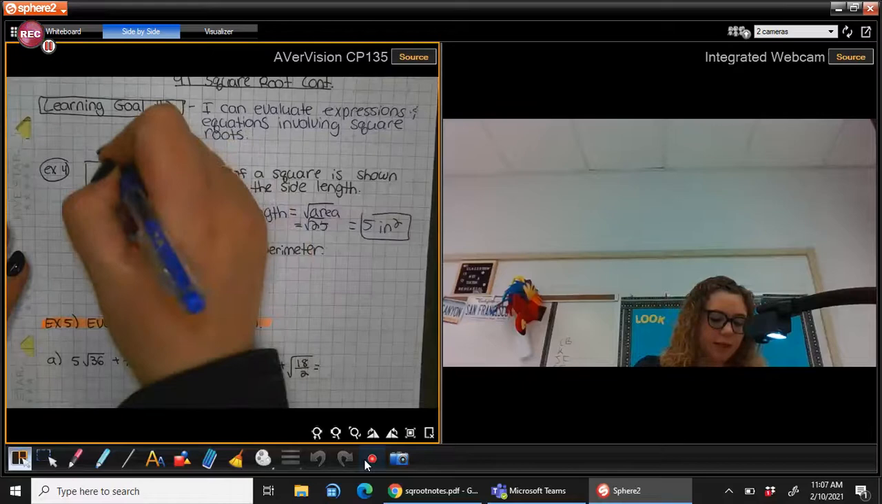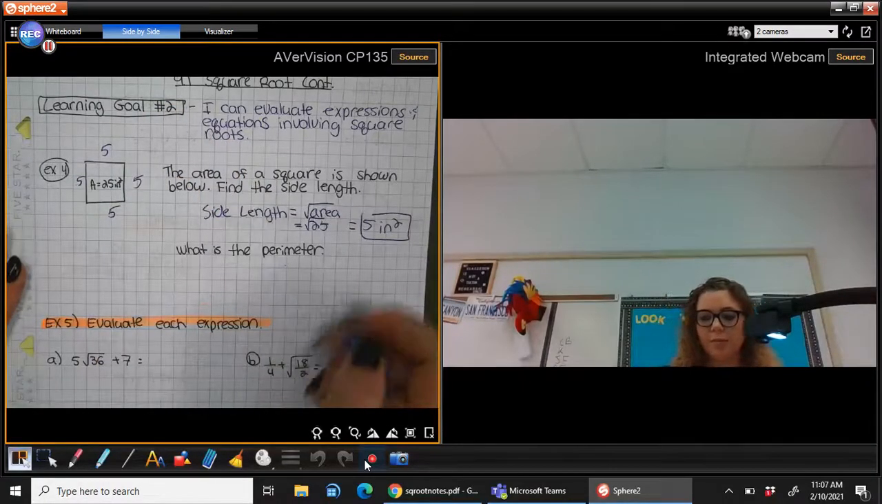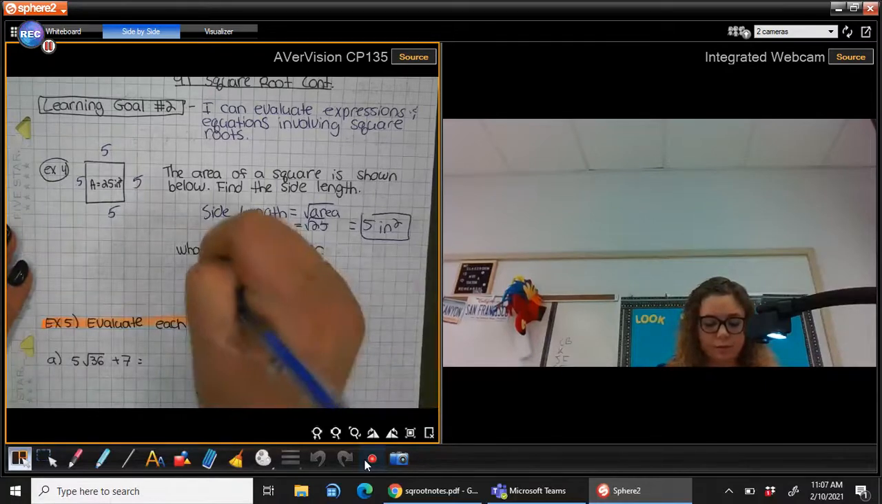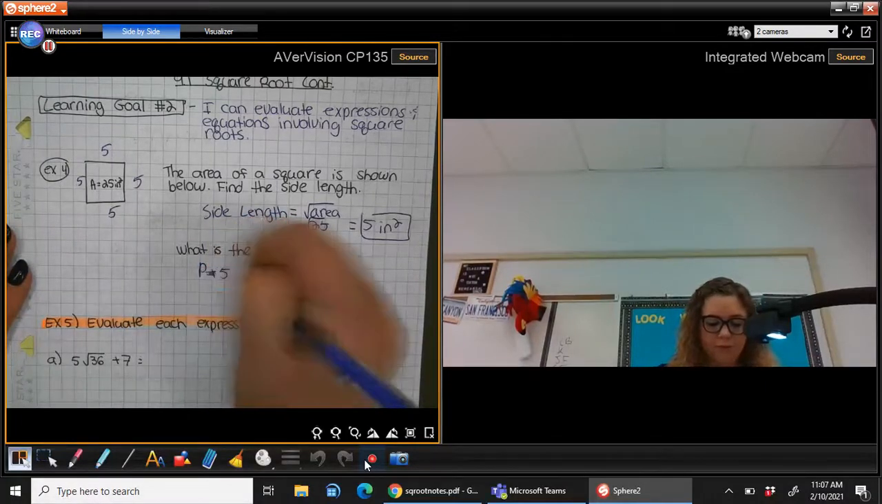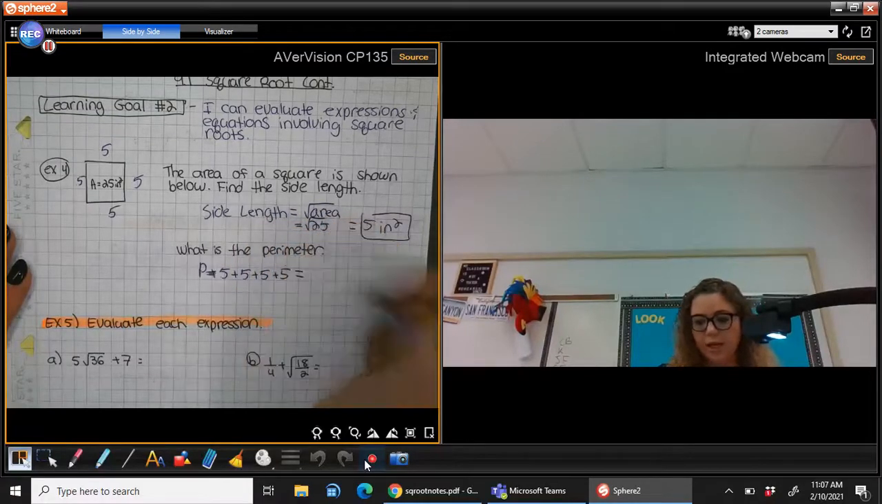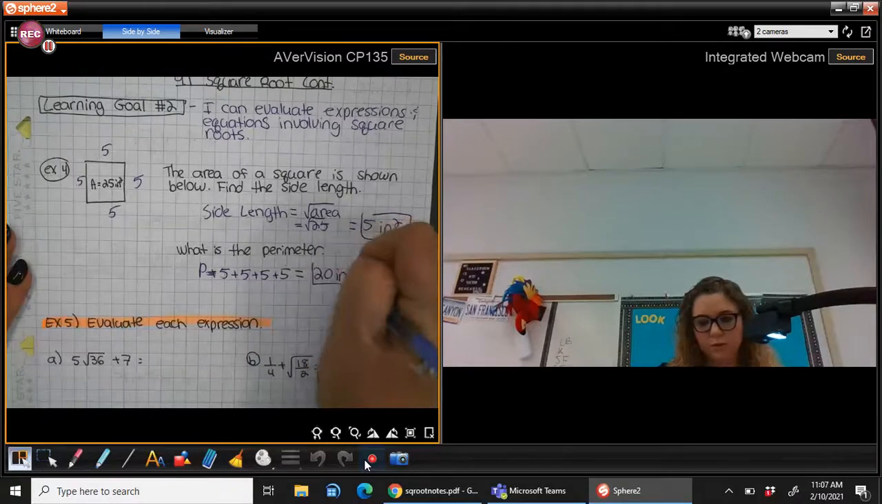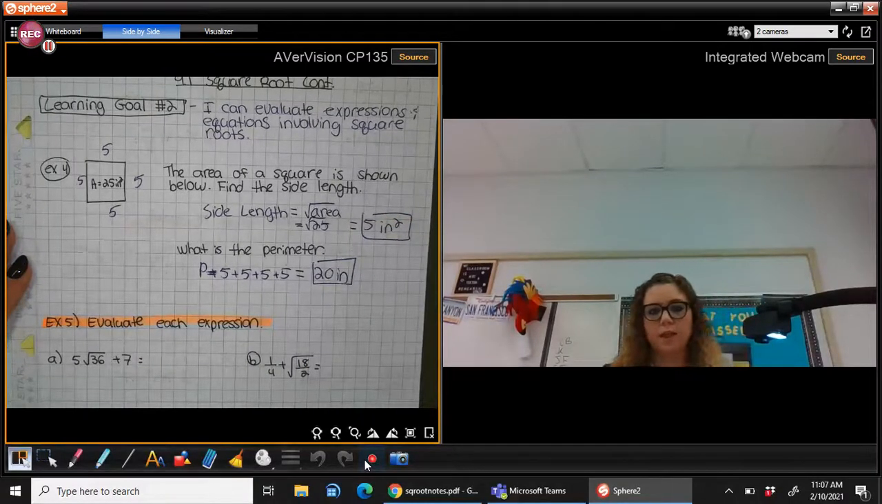So now it's asking you to find the perimeter. Okay? To find the perimeter, you're just going to add up all the sides. So it's 5 plus 5 plus 5 plus 5. Okay, and that is going to give you 20 inches. Okay. And that is going to be your answer.